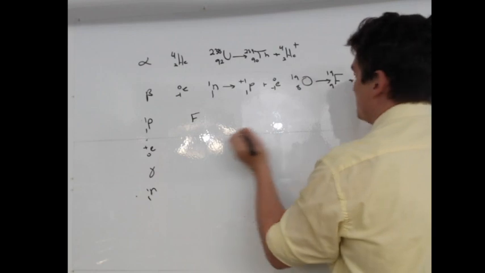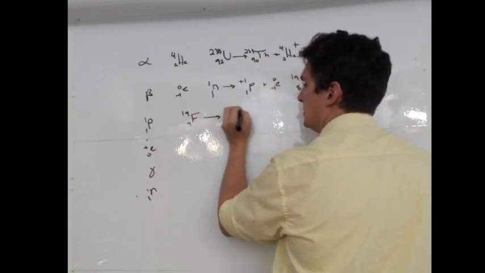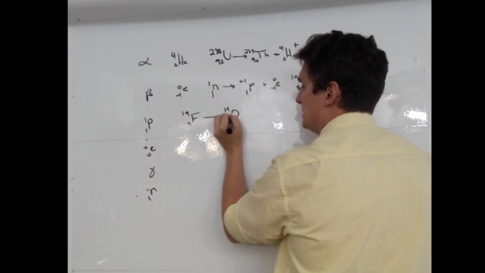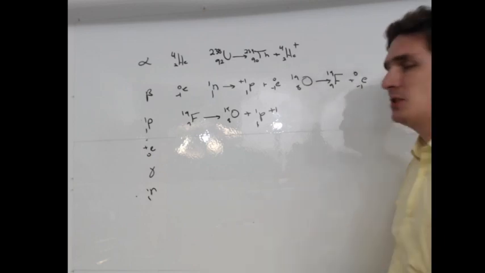So let's say we did the reverse. We have F19 and we eject a proton. We would get oxygen 18 plus the proton. And as you expect, the proton has a +1 charge.